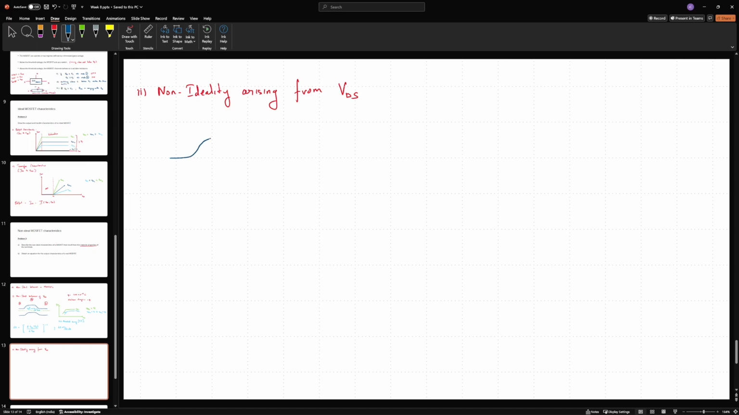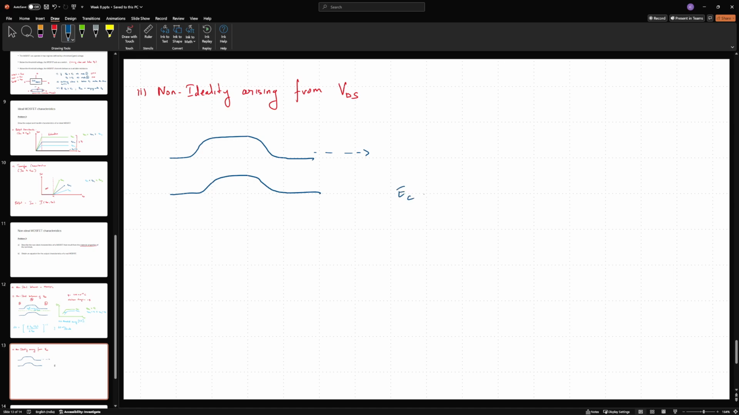I have my source, gate and drain sequence. Now, let me just look at the conduction path. Okay, so let us just translate this guy over here.